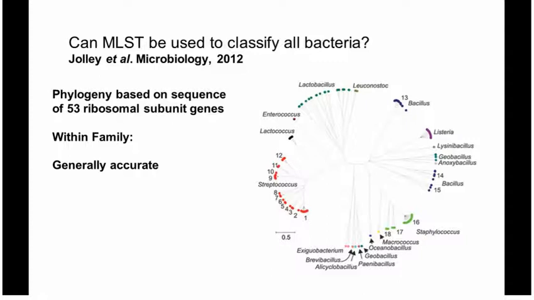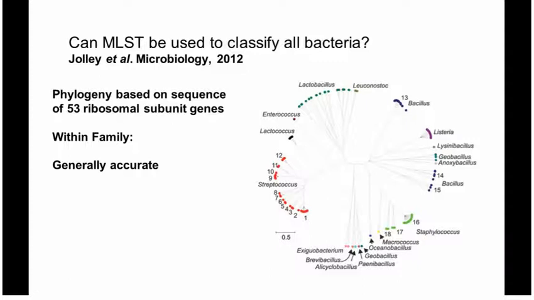And it's working pretty well, because all the strains of Streptococcus are clustered together. All the strains of Lactobacillus are clustered together. All the strains of Bacillus are together. Well, maybe not entirely. Listeria, they're all going together. So it's working pretty well.